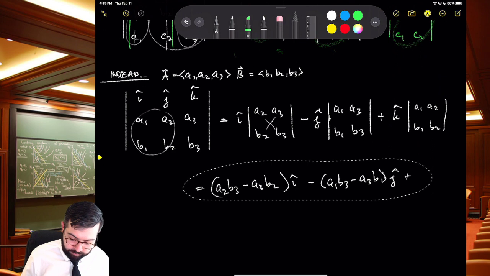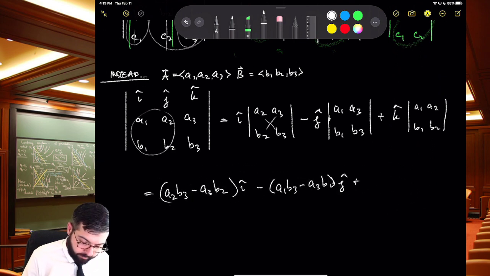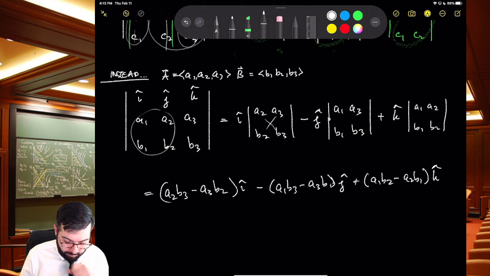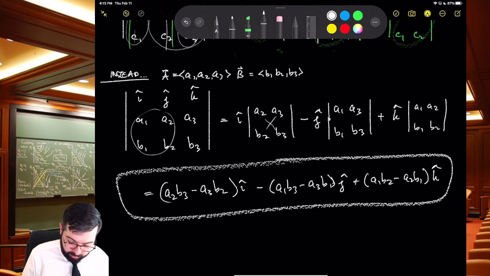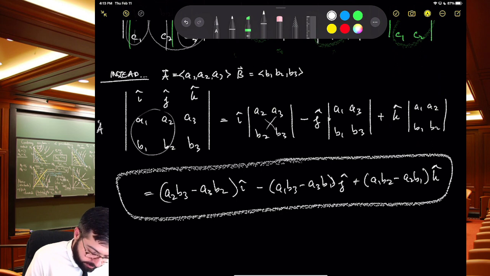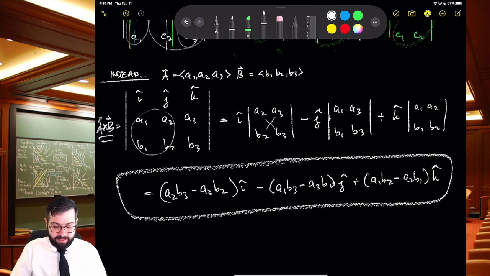Plus A1, B2 minus A2, B1, K. So that's how we do the cross product for these two guys. So I'll write this in up here. Make sure you do that too. A cross B is this 3x3 determinant.